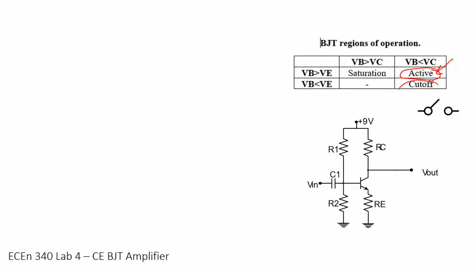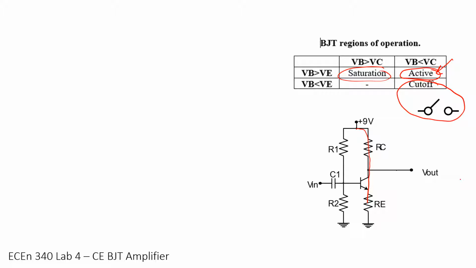If we're in the cutoff region, then this is going to act like an open switch. There's no current flowing, and that would be a really poor amplifier. Our output would just sit at 9 volts. Okay? If we are saturated, then especially if we're in deep saturation, then this is like a short, and we just have this voltage divider of RC and RE. That's not a very good amplifier either. So we're trying to be in the active region.